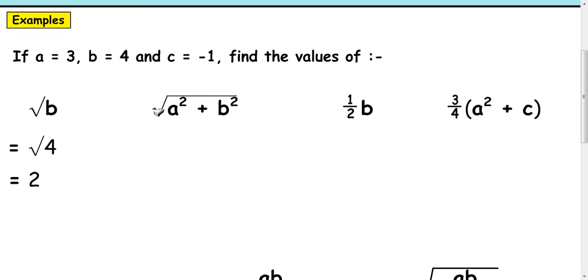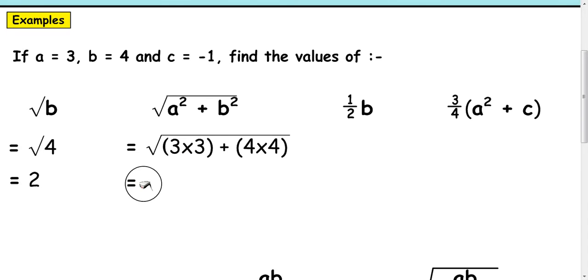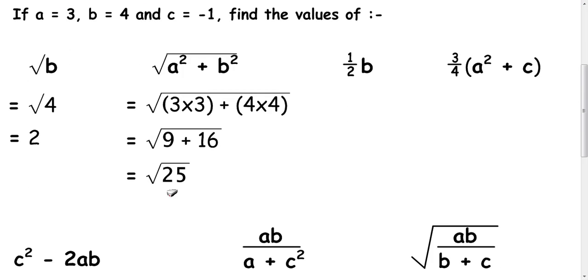Okay, the next one, square root of A squared plus B squared. So first of all, substitute the numbers in. So 3 squared means 3 times 3, and B squared means 4 times 4. So that's going to look like that. Now we do the brackets before anything else. So do the brackets first. So I've got 9 and 16. Add them together to get 25 and do the square root last of all. So square root of 25 is 5, because 5 times 5 makes 25.